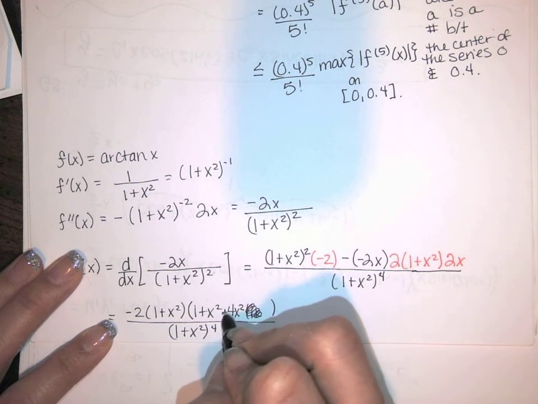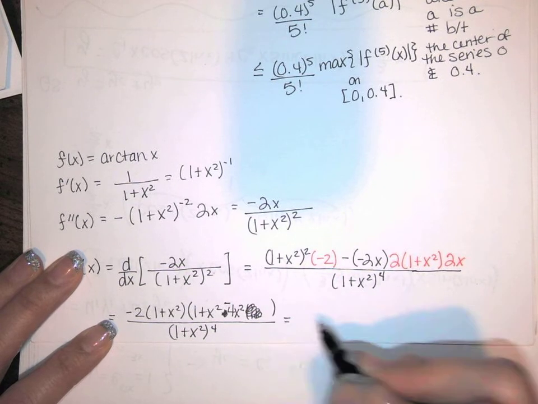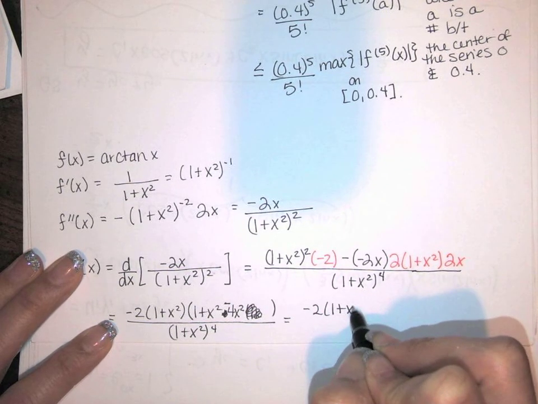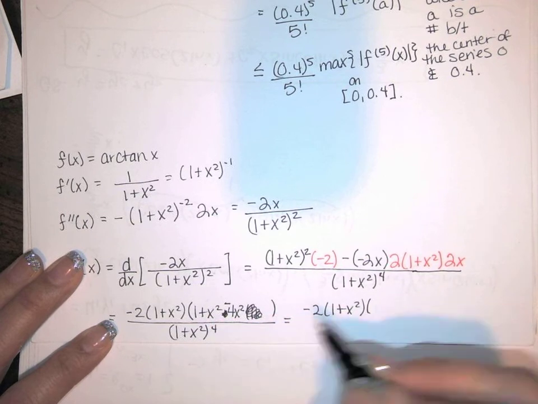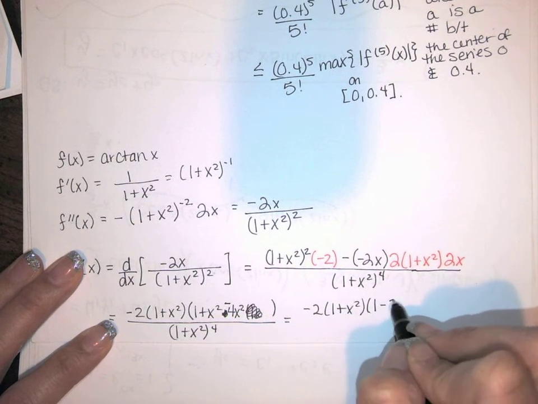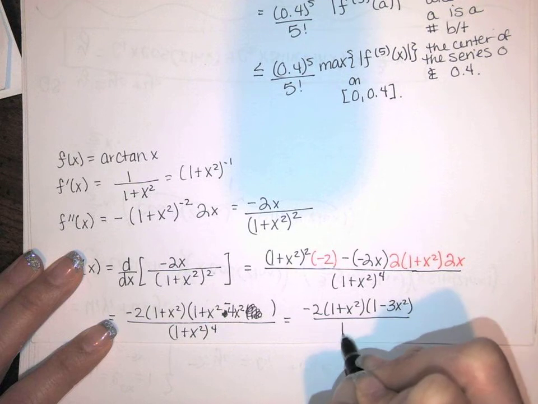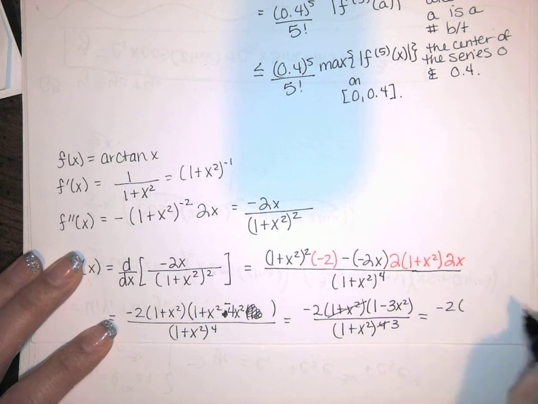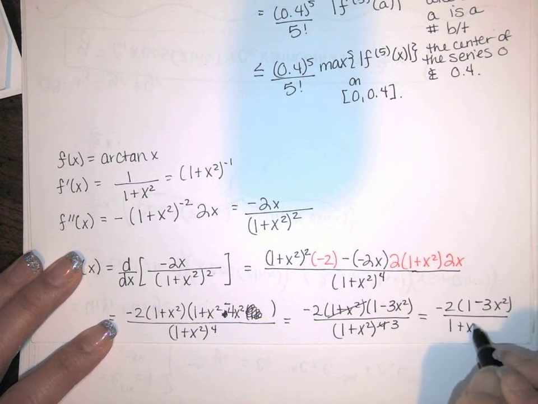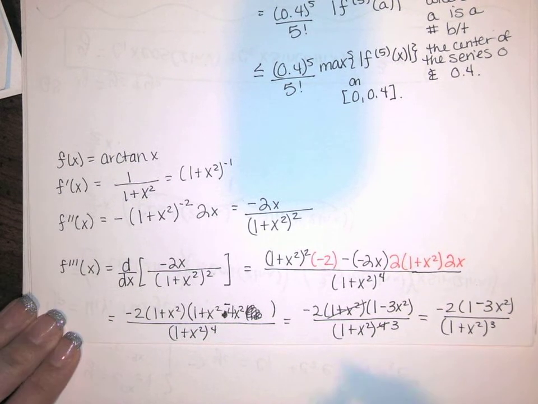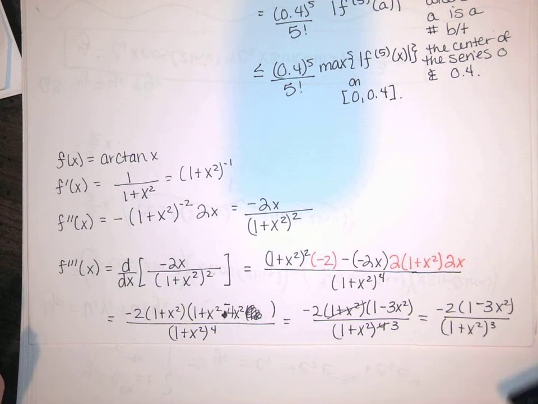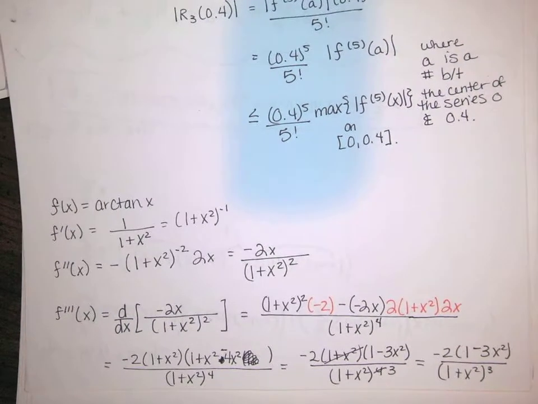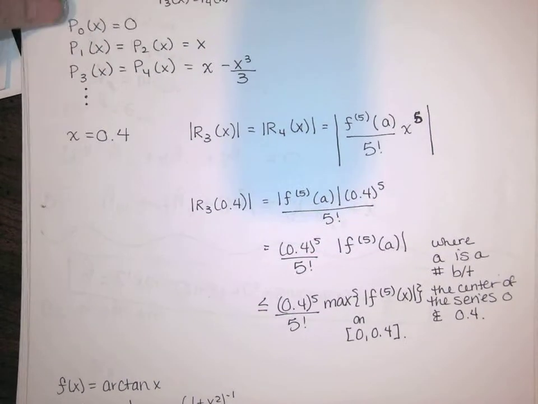Oops, I think that's supposed to be negative. All right. So I've got negative 2 times 1 plus x squared. And then this simplifies to the x squared minus the 4x squared is negative 3x squared. Just doing some algebra. Nothing fancy. And one of those will reduce. So we end up with this: negative 2 times the quantity 1 minus 3x squared all over 1 plus x squared quantity cubed. That's the third derivative. We've got 2 more derivatives to take. It's sort of tedious, but that's okay. We can do it.